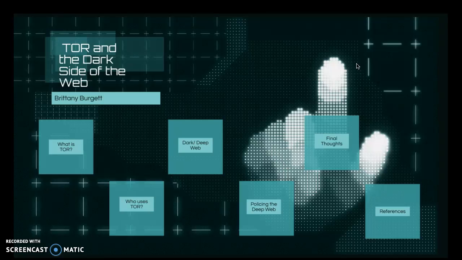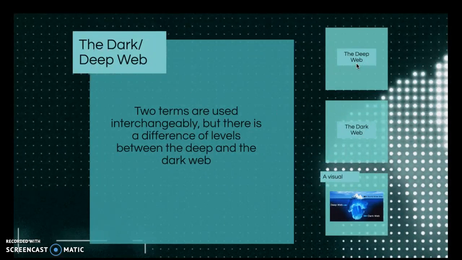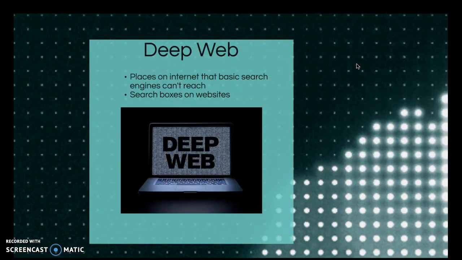So I've talked a lot about what the dark web is, and now I'm going to explain that a little bit. The two terms, the dark web and the deep web, are used interchangeably, and when you research it, it gets a little confusing, but there is a difference of levels between the deep and dark web. So I'm going to describe it as the deep web, and then underneath that is the dark web. The deep web are places on the internet that basic search engines can't reach. These are places that you can't just Google or search Yahoo for.